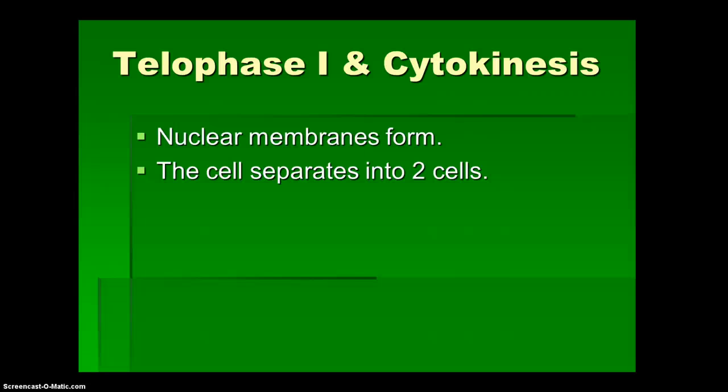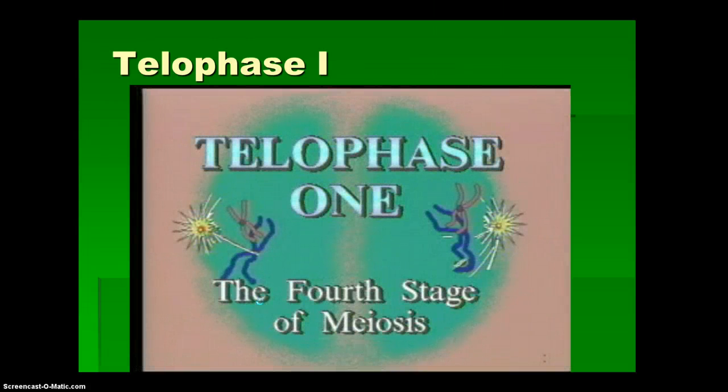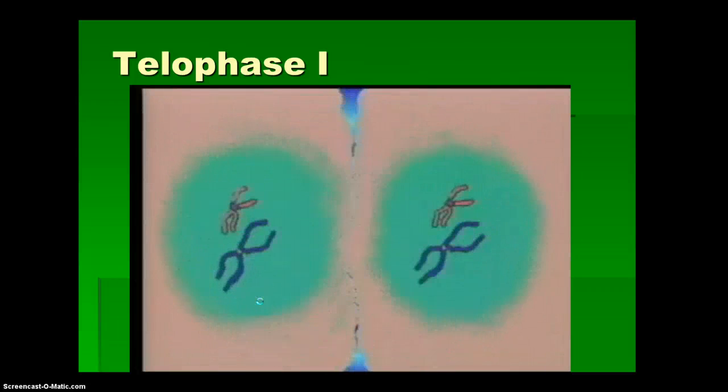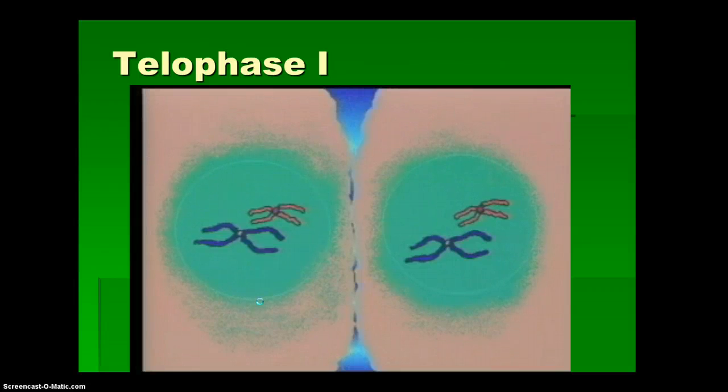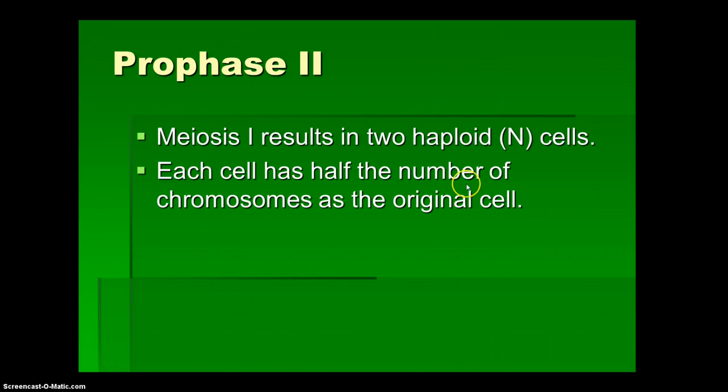Then in telophase I and cytokinesis, the nuclear membranes form and the cell separates into two cells. During the fourth stage of meiosis, called telophase I, each new cell contains just one of each homologous chromosome. And each of these chromosomes still consists of two sister chromatids. Well, we get two haploid cells. Each cell has half the number of chromosomes as the original cell.